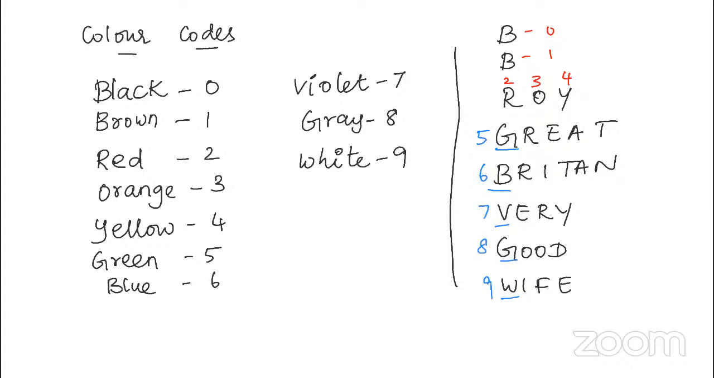Check. Here B's value is 0 and here also 0. Okay, and here it is B. Brown is 1. Red is 2. Orange is 3. Yellow is 4. Green is 5. Blue is 6. Violet is 7, gray is 8, and white is 9. Okay. So BB Roy, Great Britain, very good wife.